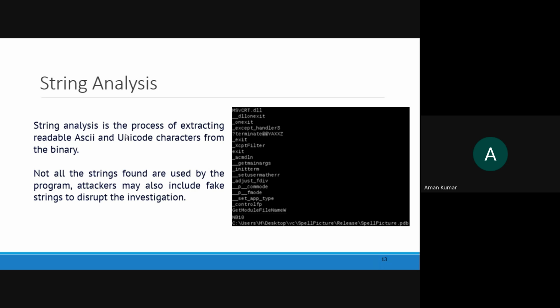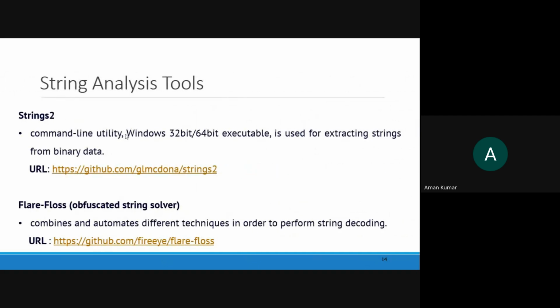We actually have two software tools that can be used for string analysis. One is Strings2. This is a command line utility, and it is available for Windows 32 and 64 bit. I have already provided you both GitHub links. But for now, we'll be understanding FLARE FLOSS. We are going to understand this because it not only provides the extraction of strings, it will also provide string decoding as well. Let us first go to this link.